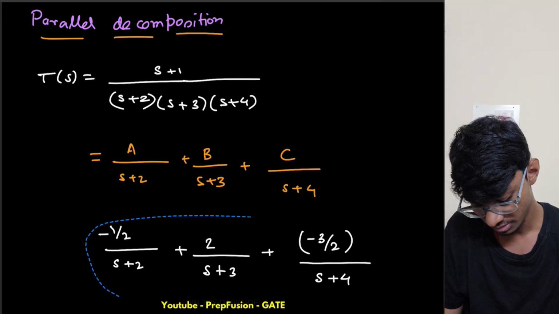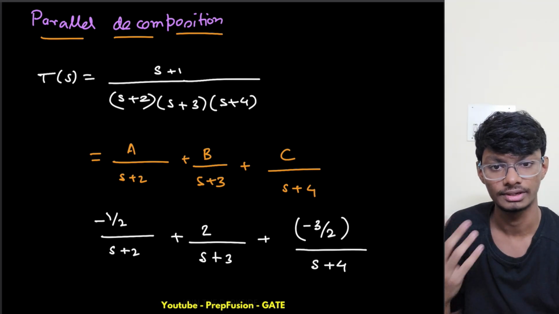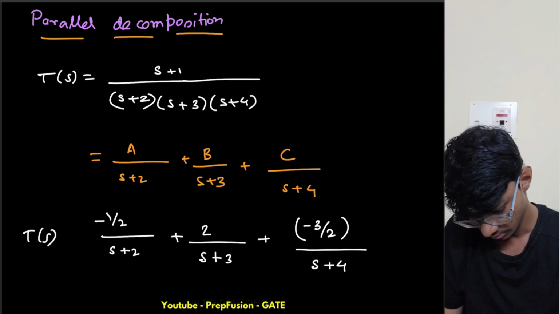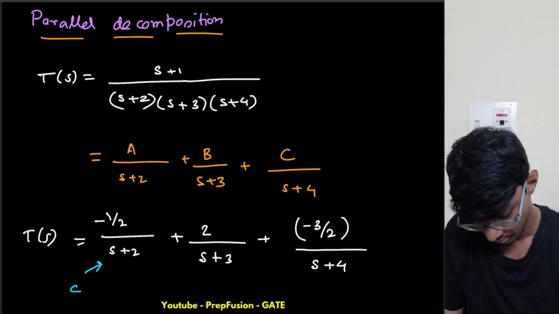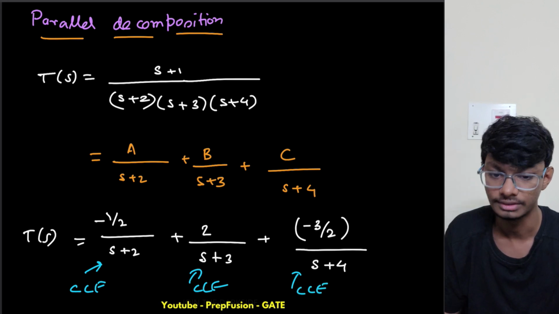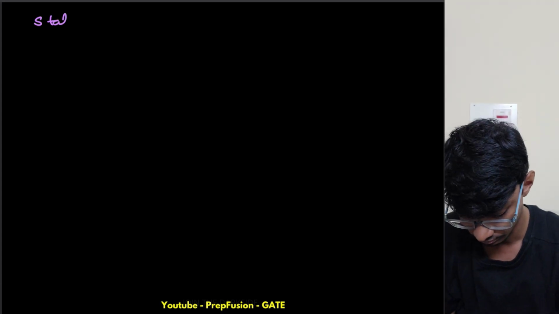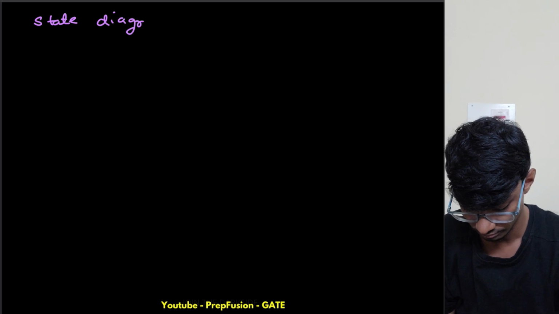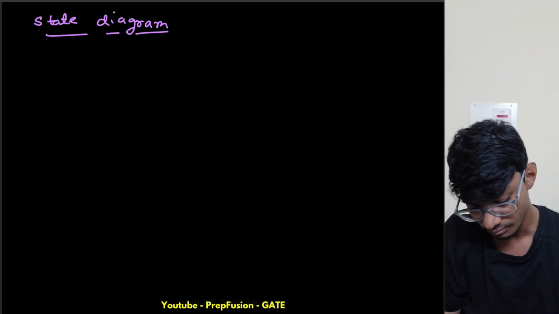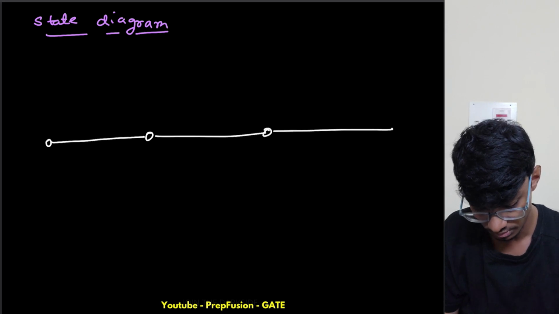Basically, we will decompose each transfer function using CCF, controllable canonical form. Solve this using CCF, and this one also CCF, each of them, and then connect them in parallel. So how will my state diagram look? My state diagram will have 3 integrators, 1 by s.